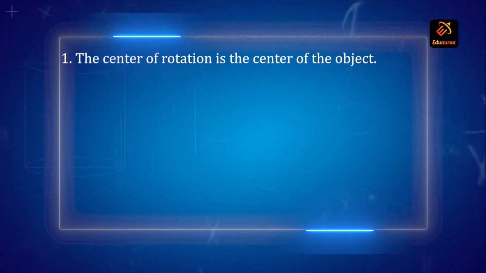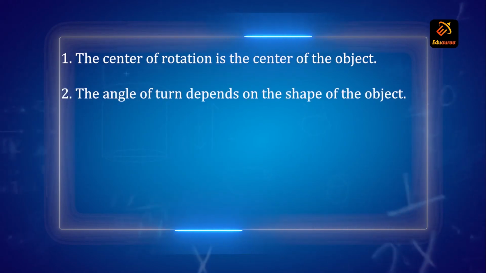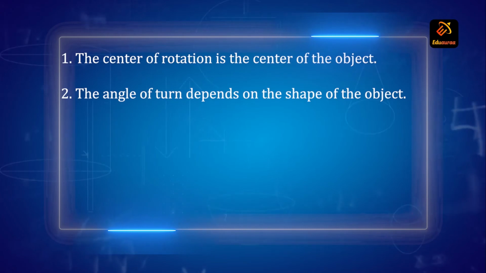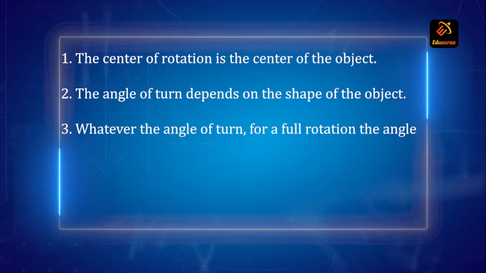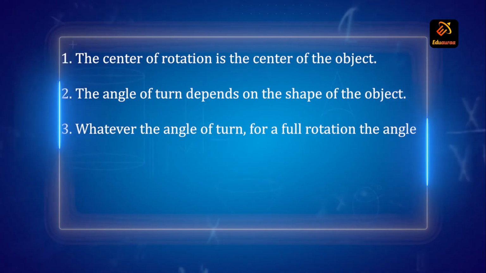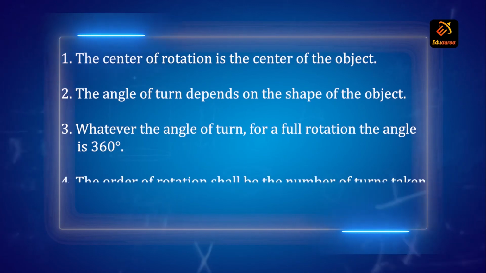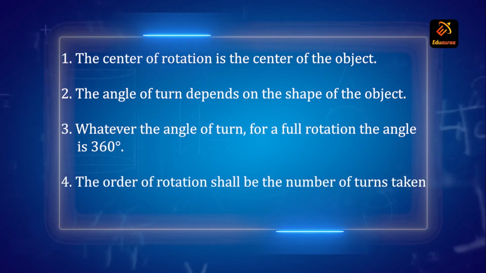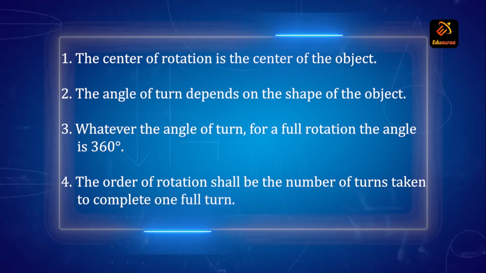We must remember a few points related to rotational symmetry. What are they? Number 1, the center of rotation is the center of the object. Number 2, the angle of turn depends on the shape of the object. Number 3, whatever the angle of the turn, a full rotation is of 360 degree. Number 4, the order of rotation shall be the number of turns taken to complete one full turn.